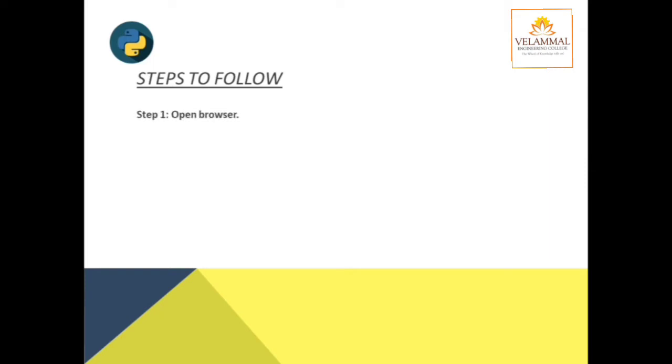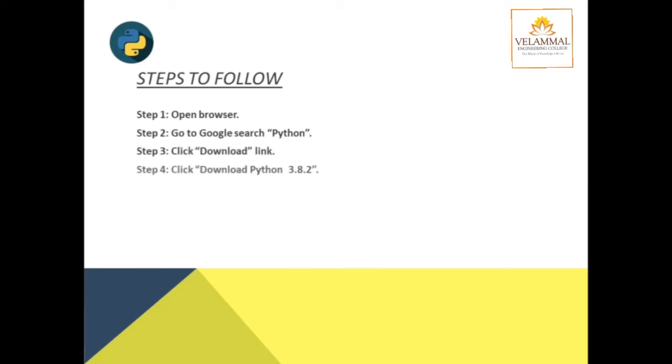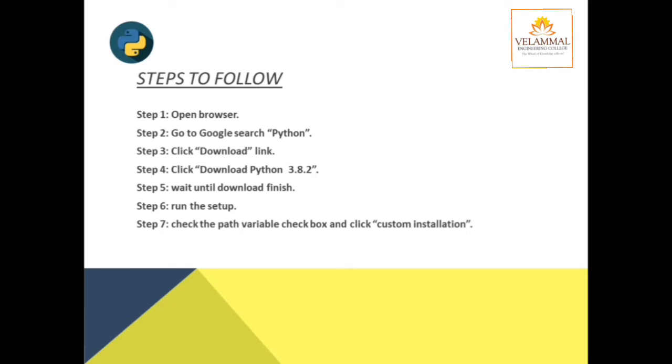Step 1. Open your browser. Step 2. Go to Google and search for Python. Step 3. Click Downloads. Step 4. Click Download Python 3.2. Step 5. Wait until the download finishes. Step 6. Run the setup. Step 7. Check the path variable and click Custom Installation. Step 8. Check all the checkboxes are checked and click Next and press Install.